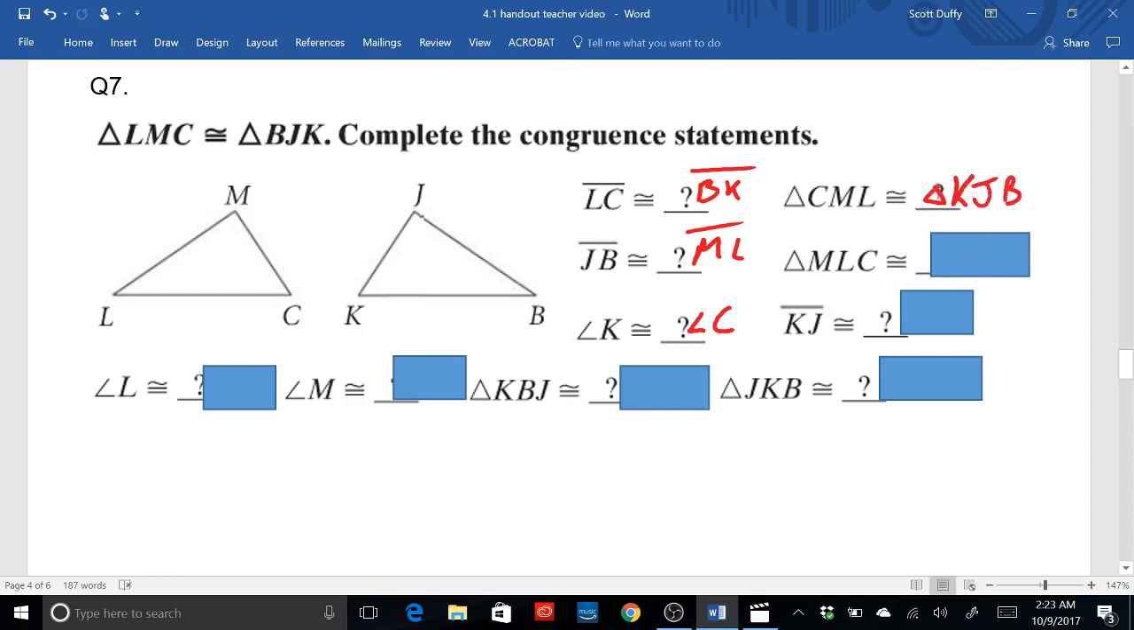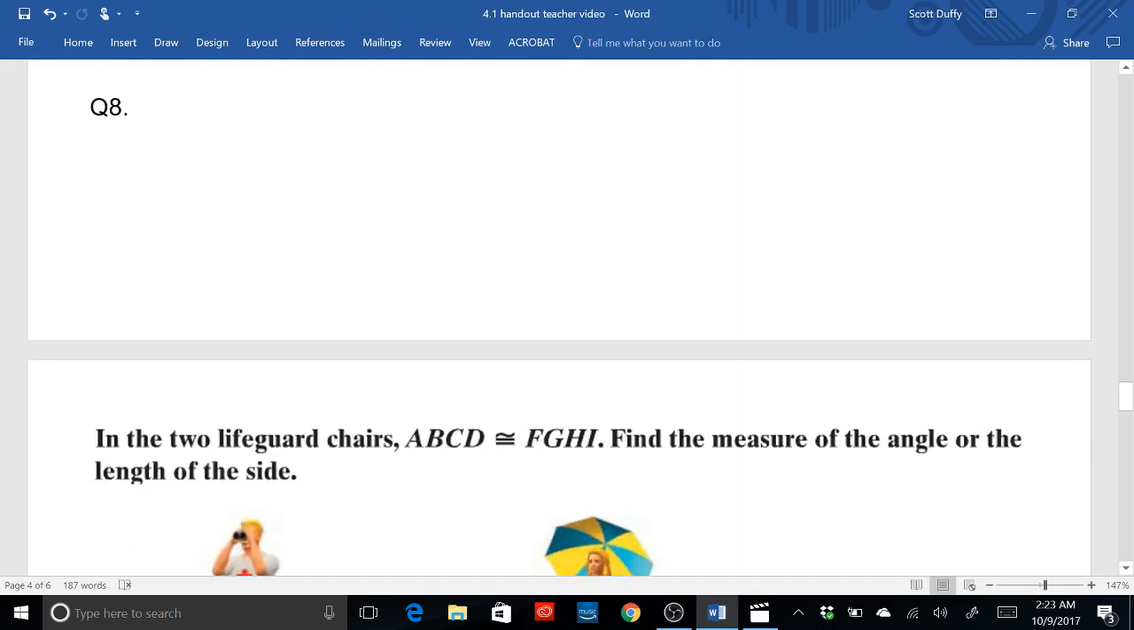And you can probably do the rest. Ask Mr. Duffy if you need any help. Moving on.